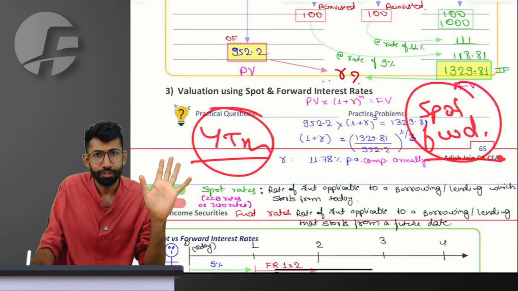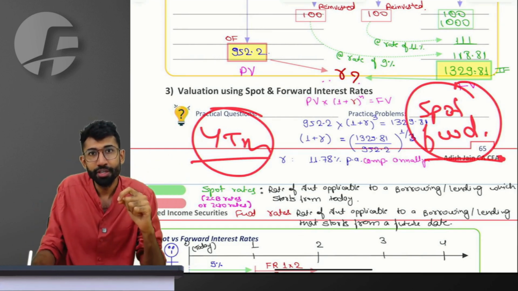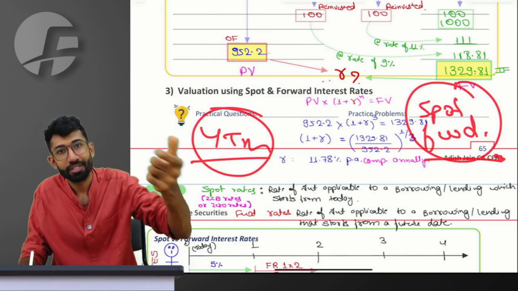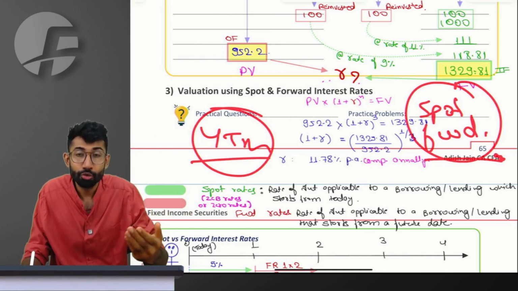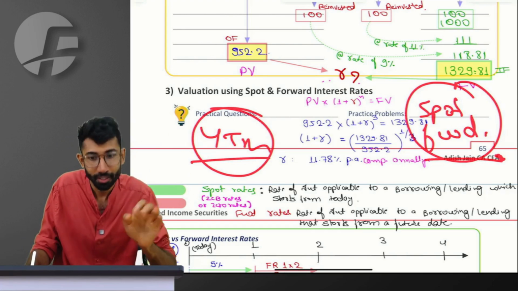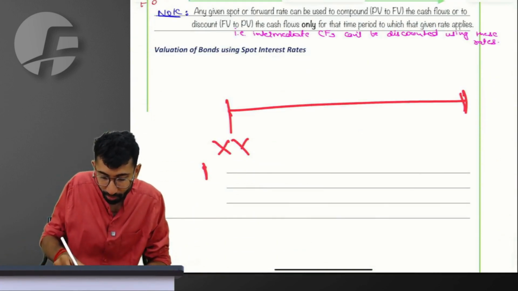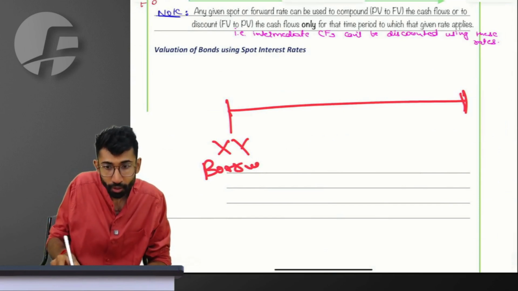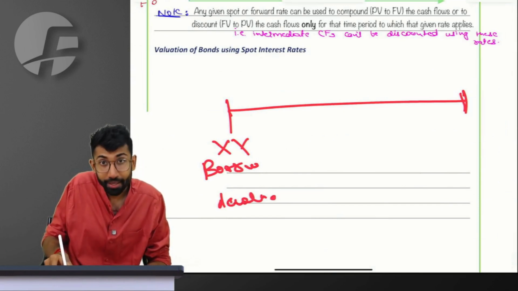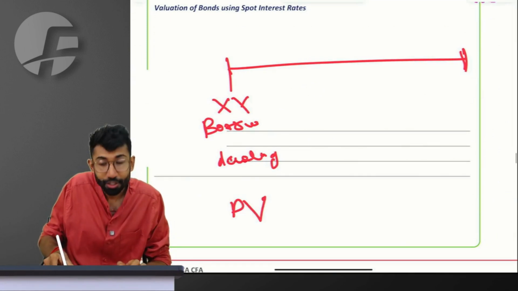Any kind of interest rate. What is the primary use of interest rate? If I borrow from you, with interest I will have to pay you. If I lend to you, with interest I will receive. Correct? So can I say on my timeline, if this is the amount of borrowing or the amount of lending, it is my present value?